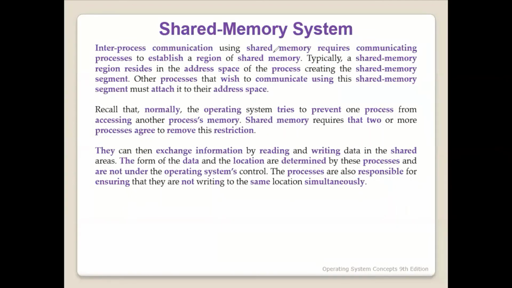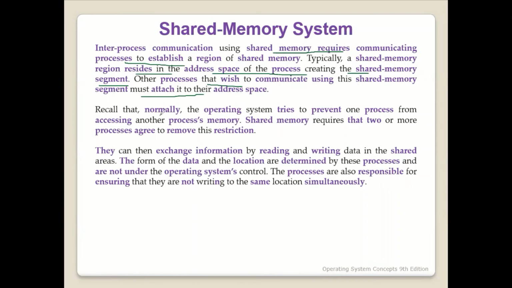Here, let's assume that you have the shared memory concept. Shared memory requires the communicating processes to establish the region. So first, the shared memory region has to be established. A shared memory region resides in the address space of the process creating the shared memory segment. So it's in the same process address space. Any other process that wants to communicate using the shared memory segment must attach to that address space. So remember this point.